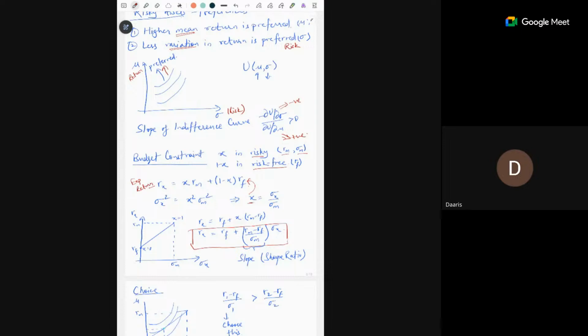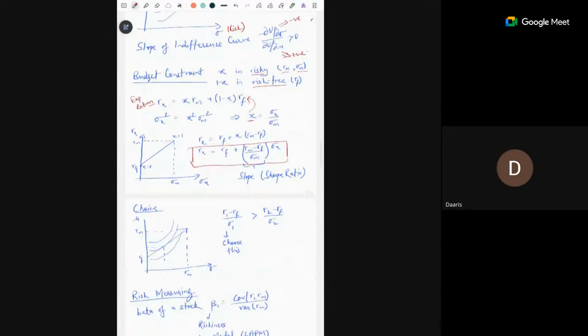Like which is a measure of reward to the variation. So how much extra you are getting in order to take this sigma m amount of variability or risk. Okay. So we have got the budget constraint, we have the utility or the indifference curves. And from our choice theory discussion, we know that the optimal point will be the one where these indifference curves are just tangent to the budget constraints.